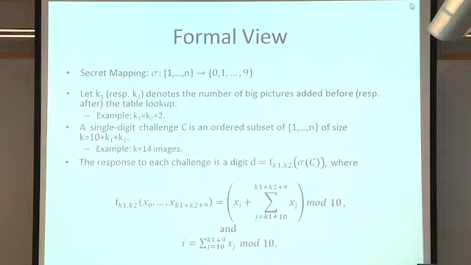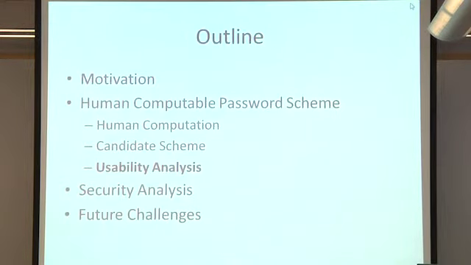And formally, the response to each digit is computed by applying this function to the corresponding secret values in a challenge. So given a challenge, we apply sigma to this challenge to get K1 plus K2 plus 10 secret digits. We apply this function, and that gives us the response, where the function basically sums up the last K2 digits and then adds 1 digit from the lookup table, where this index i is computed by adding the first K1 items from the challenge. OK.